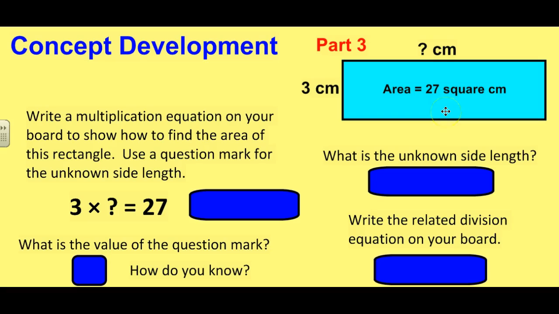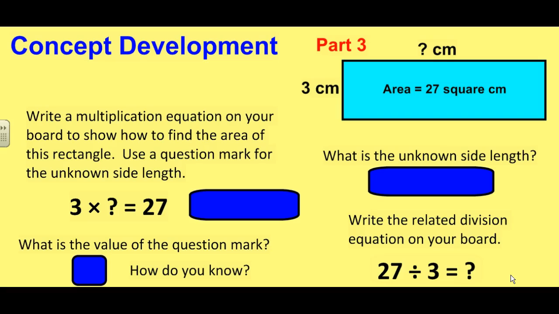And remember, since we're working with the related division equation, your division equation is going to have the exact same numbers as your multiplication equation. Whenever you're ready to check your answer, I want you to push play. Okay, so the related division equation would have been 27 divided by 3 equals question mark because we're not sure what that is.